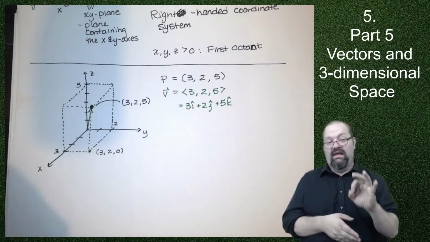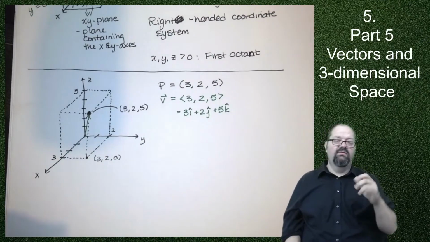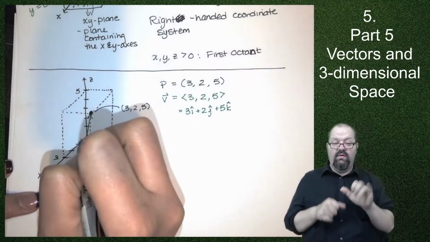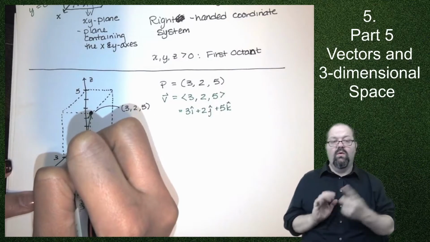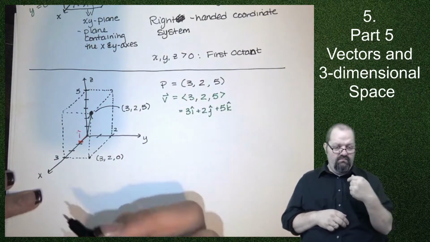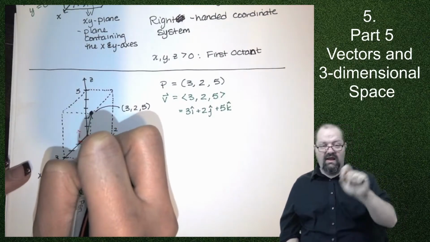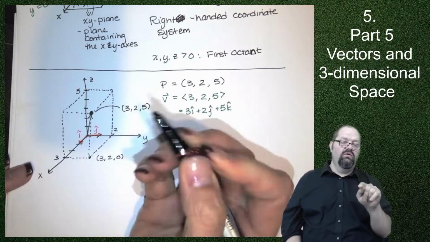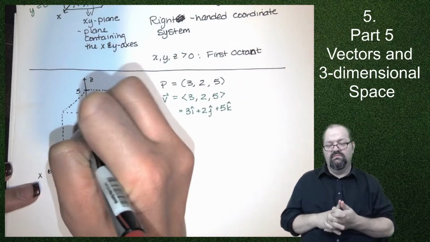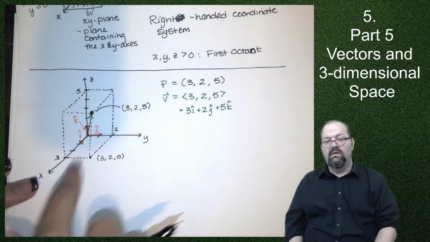Now I mentioned i hat, j hat, and k hat. Let's put these on here as well. i hat, remember, is the unit vector in the x direction. So it's 1 unit long, goes straight in the x direction. That's i hat. j hat is 1 unit long and it goes in the y direction. And k hat is 1 unit long and it goes in the z direction. That one is k hat. Got i hat, j hat, and k hat.